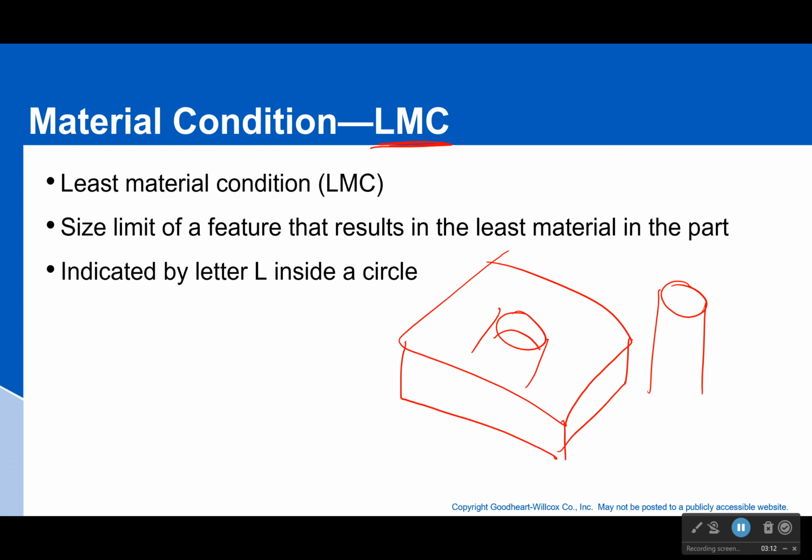Now, what does this do? How is it helpful? I'm not going to go into that right now. We're going to spend a lot of time on that later. Just remember, least material condition is either the biggest hole or the smallest peg, okay? Biggest hole or the smallest peg. The biggest absence or the smallest physical part. That's what's going to help you. And it does have some amazing uses, but we're going to see that several chapters on from now when we start talking about position tolerances.